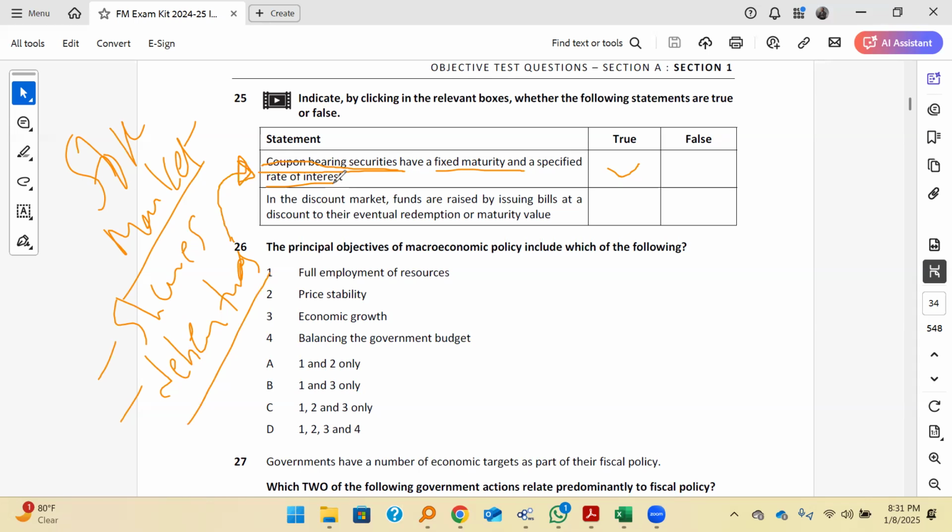But also, in the discount market, funds are raised by issuing bills at a discount to the eventual redemption or maturity value. That's also correct. So that's what we call a discount market.